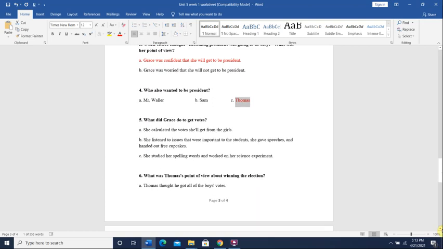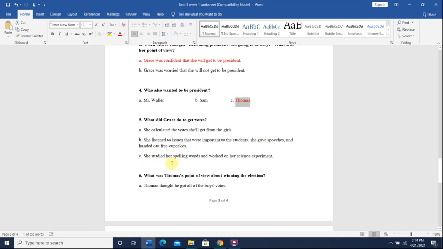Number 5. What did Grace do to get votes? She calculated all the votes she'll get from the girls. She added all the votes that the girls would give her. Or she listened to the issues that were important to the students. She gave speeches and handed out free cupcakes. Okay? Here she listened to the issues. She listened to the problems and the things that bothered the students. She gave speeches. She talked in front of people, telling them what she will do if she became president. And she gave out free cupcakes.